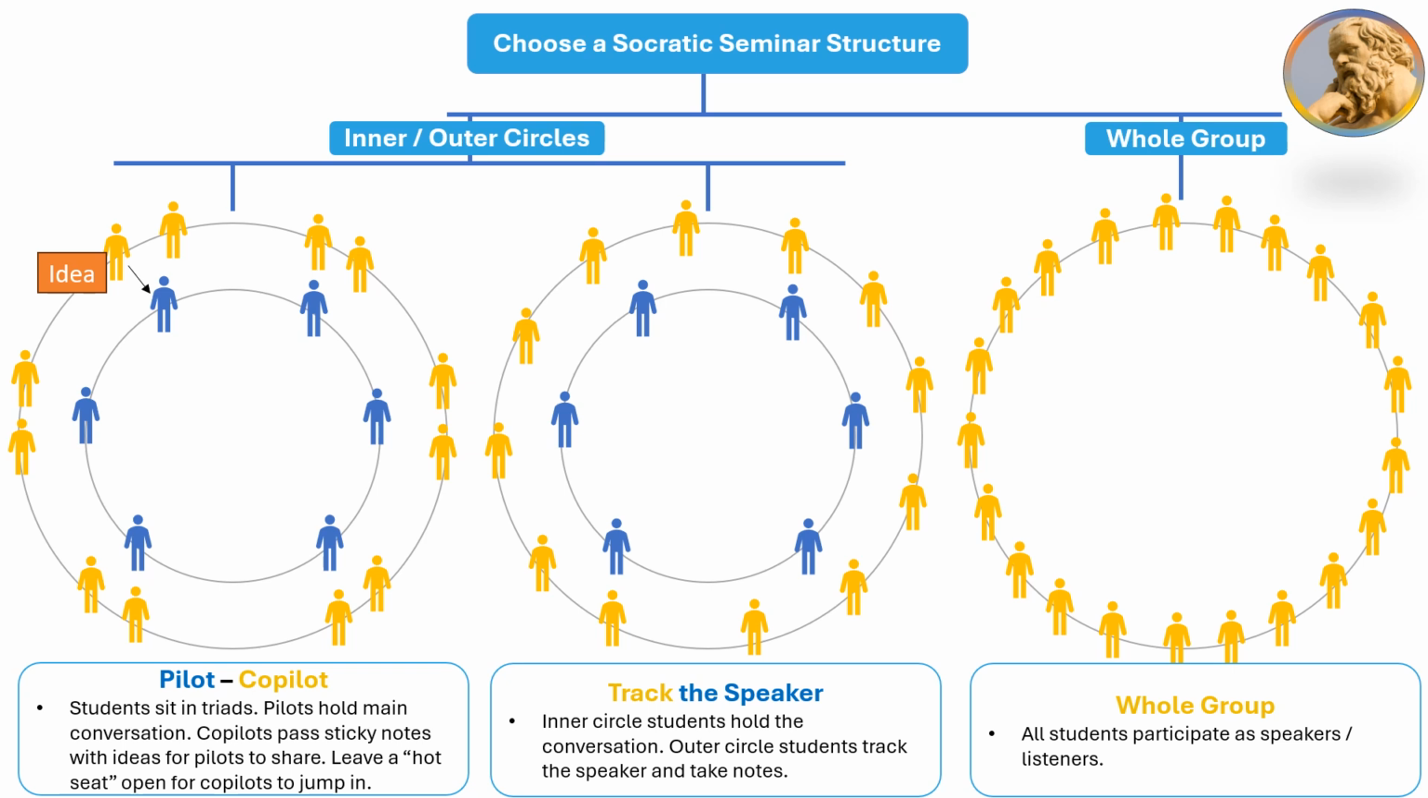Alternatively, you can just have the outer circle make a map of the students involved in the inner circle and then track the speaker using lines on the map. With either of these two inner/outer circle structures, you can leave an empty seat known as the hot seat open for the outer circle students to jump in, contribute their idea verbally, and then jump back out.